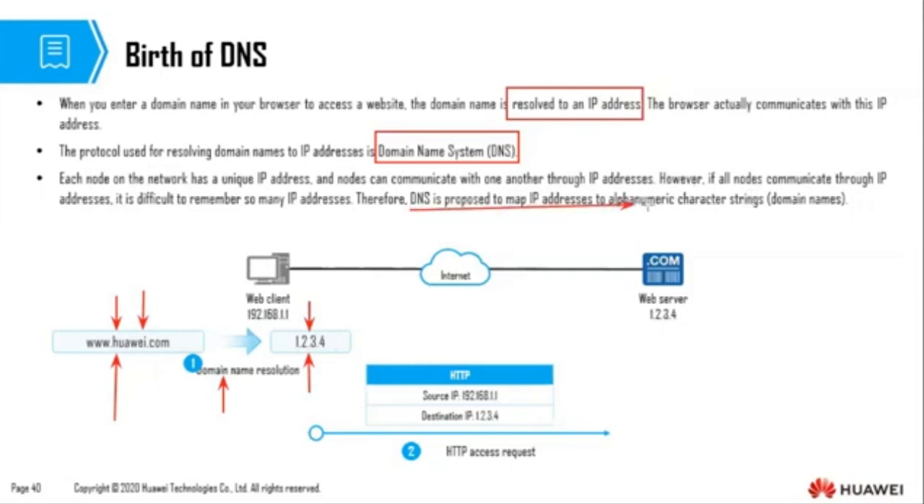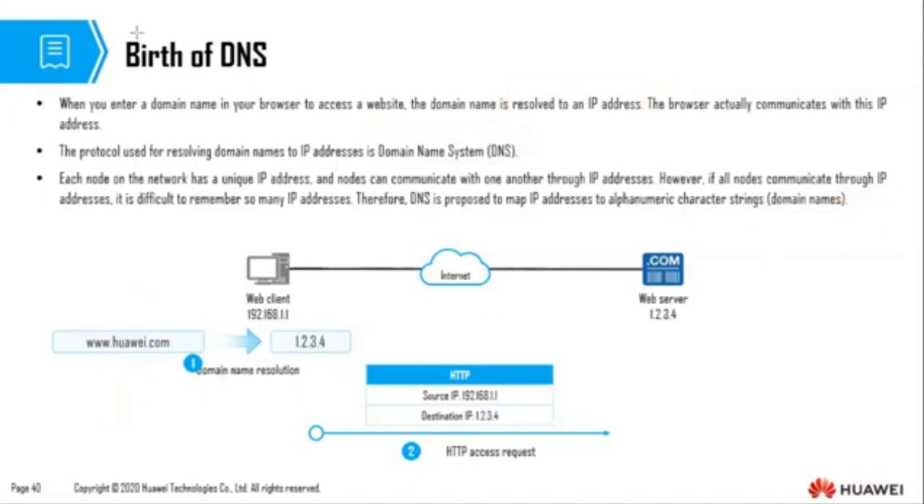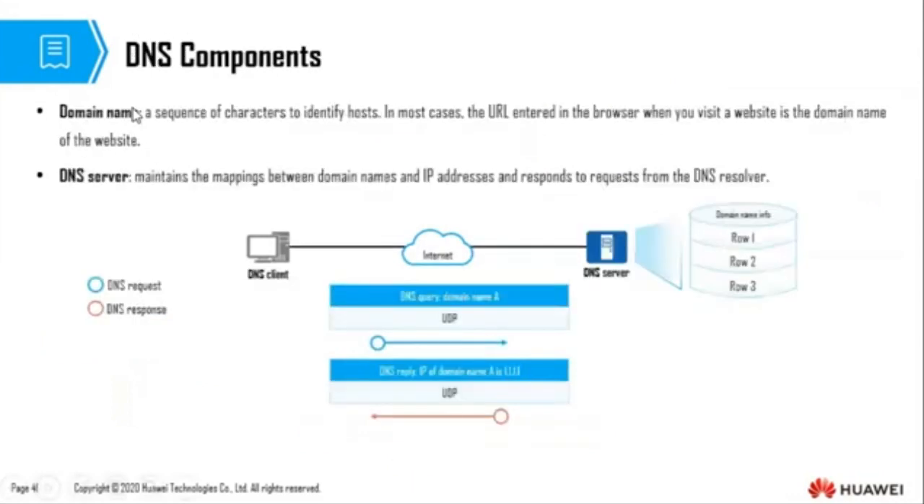So DNS is proposed to map IP addresses to alphanumeric character strings. Those alphanumeric character strings are what we are calling domain names. So Huawei.com, www.huawei.com, that's a domain name. Okay, so DNS components, number one is domain name, which I've already explained, and the next one is the server.